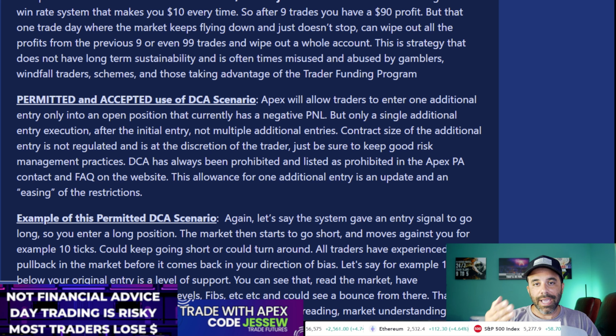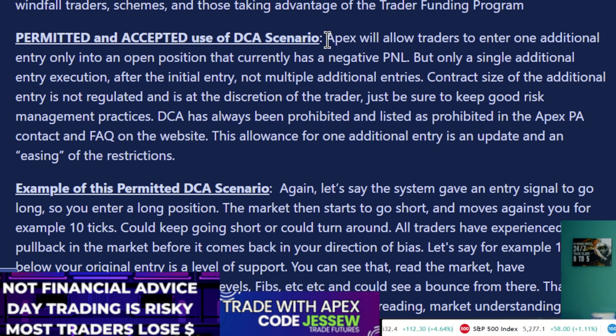So how can you dollar cost average? Well, they allow you to do one DCA, just one. Check it out. It's right here on their website. Permitted and accepted use of DCA scenario. Apex will allow traders to enter one additional entry only into an open position that currently has a negative P&L, but only a single additional entry execution after the initial entry, not multiple additional entries.